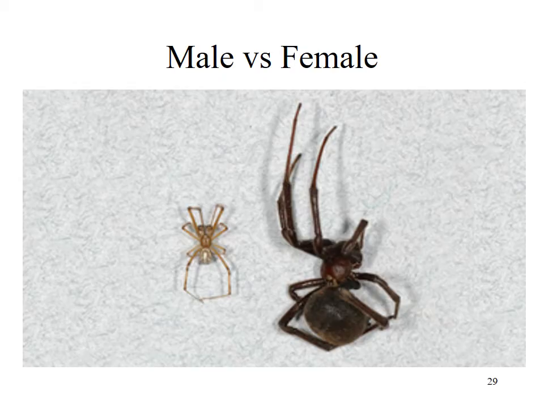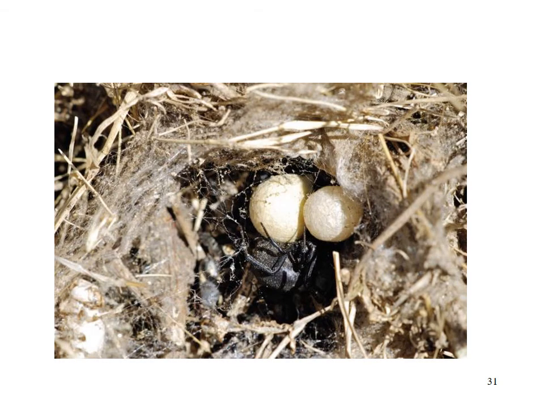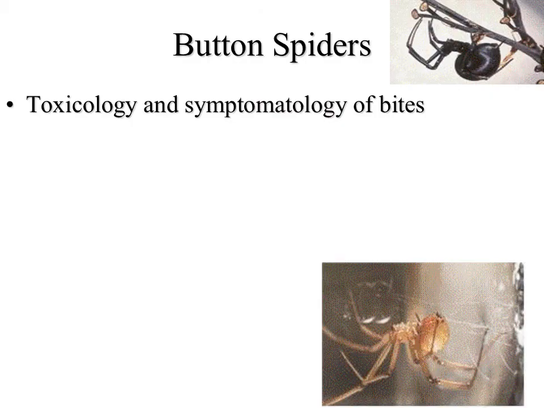Okay, and then this is the male versus the female. Look at how small the male is compared to the female. That's the reason why most bites will be from the female. Then in terms of the egg sacs, we talked about this. The brown widow spider would have this spiky egg sac, and then the Zimbabwean brown widow spider, they'll be woolly. You wouldn't see these spikes. Then one of the smooth ones, this would be the black widow spider egg sac.